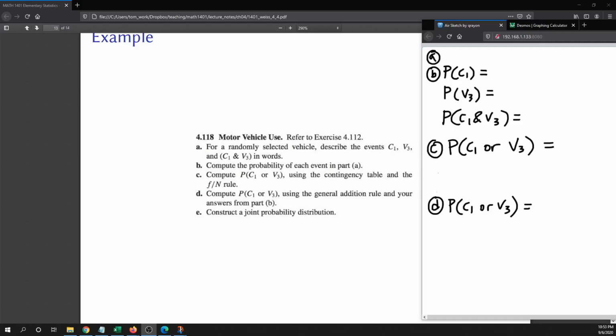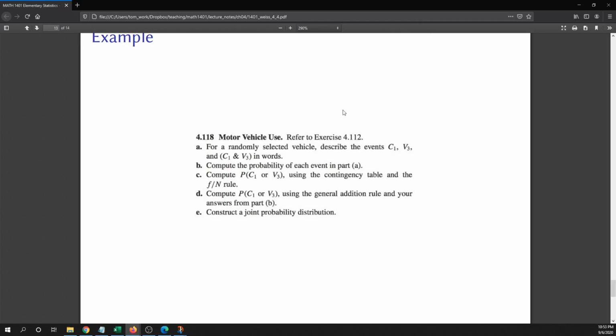All right, in this video, we are going to work through problem 4.118 on motor vehicle use. I have written the parts that we have to do down here, and then I am just going to go back to the data so we can actually do this problem here.